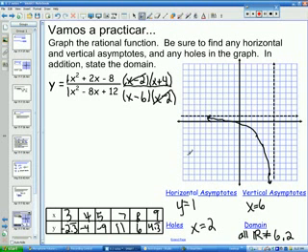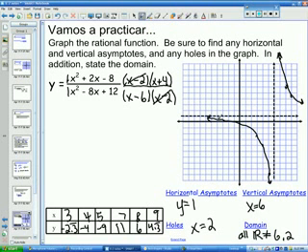Okay, so 7's at 11. I think this is 10, so 11's going to be somewhere up here. 8 and 6. 1, 2, 3, 4, 5, 6. And 9 and 4 1/3. So our graph's going to look something like this. And then you're done.